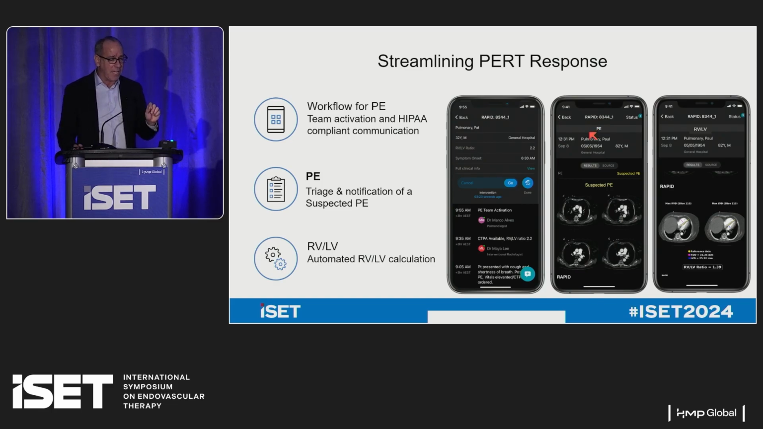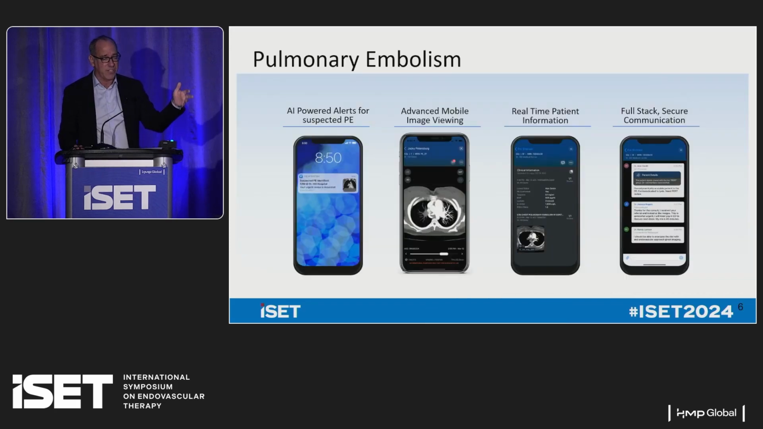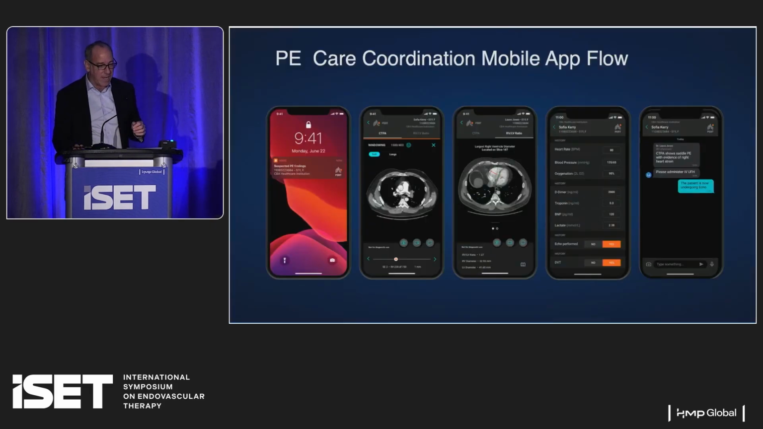You are able to calculate the RV to LV ratio, but all of us know that only really puts you in the intermediate category. It doesn't tell you anything specifically about whether the patient needs to be substratified into intermediate high or not. This is the Viz platform. Again, very similar, very robust, different color scheme, but very dynamic.